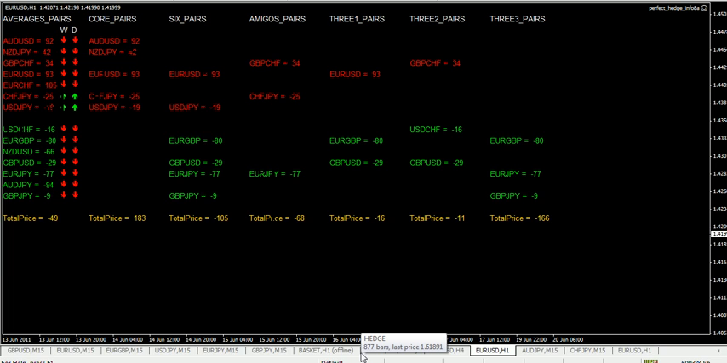Just a quick thing on the use of the new dashboard and the chart together.